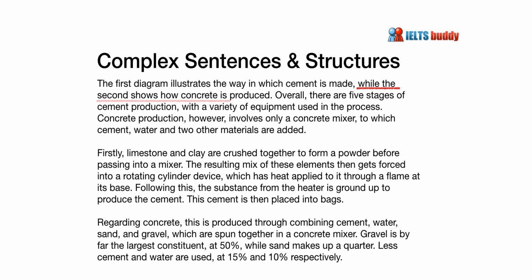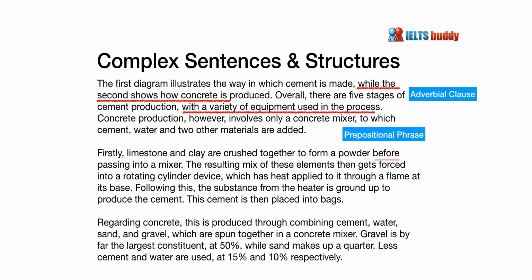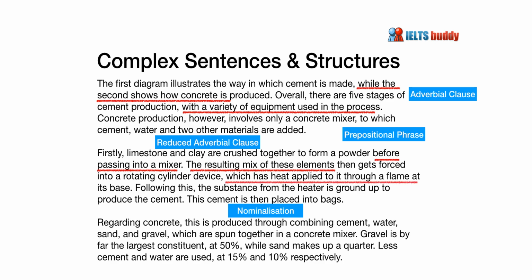For example, here we have an adverbial clause. Here we have a prepositional phrase. Here we have a reduced adverbial clause. We have nominalization. And we have a relative clause. There are other examples as well, but it's very important that you're putting in complex sentences and structures as accurate as you can make them if you want to be trying to get a higher band score.